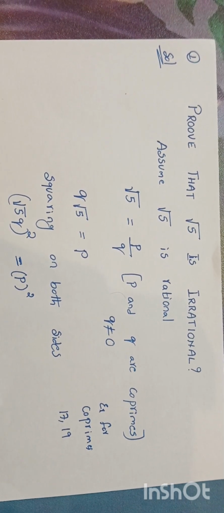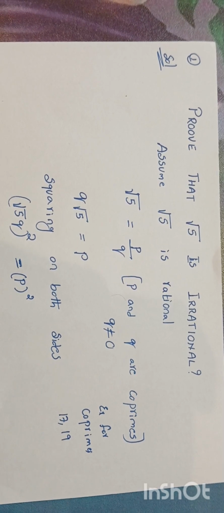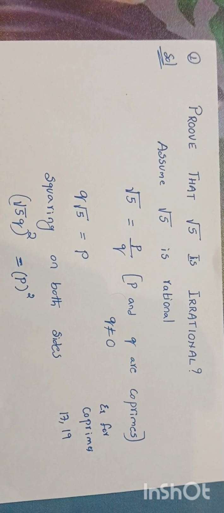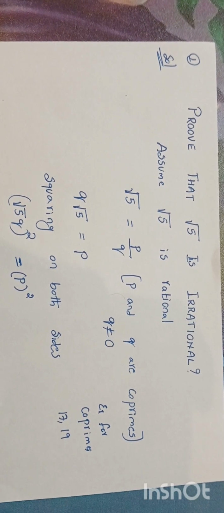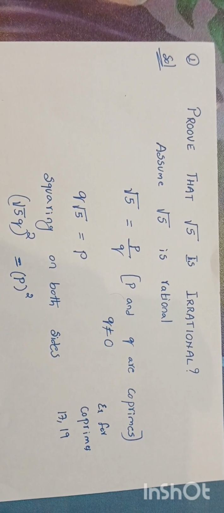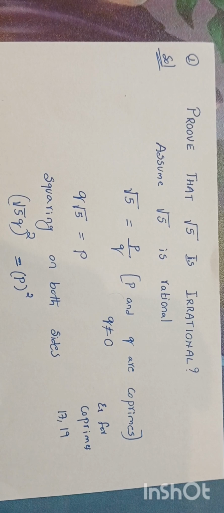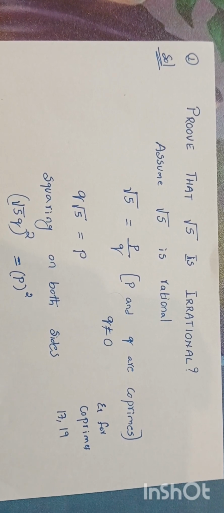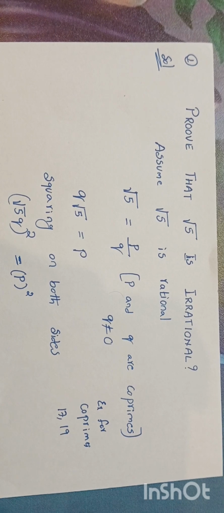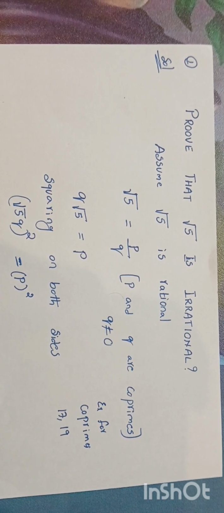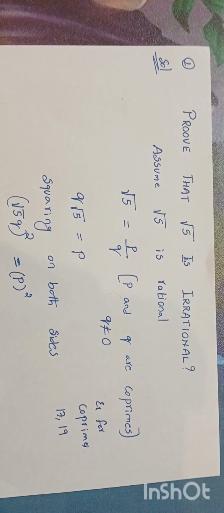The solution for this is, assume root 5 as rational. Write root 5 is equal to P by Q, where P and Q are co-primes and Q is not equal to 0. Example for co-primes: 17 and 19. They don't have any common factor. That's why they are called co-primes.